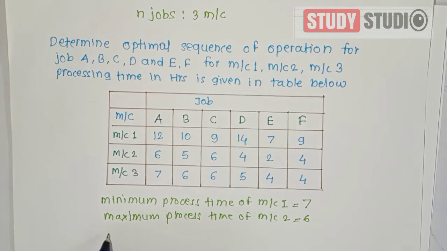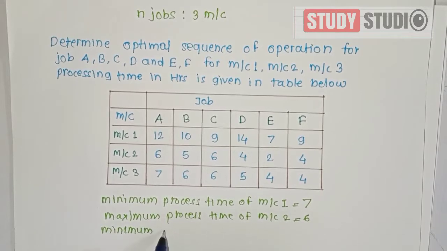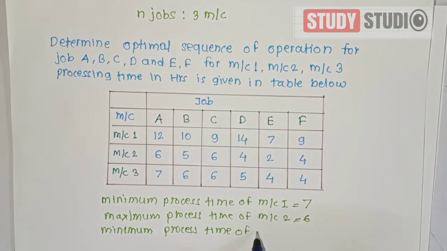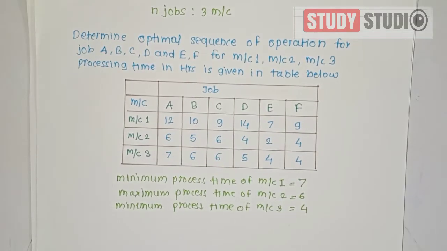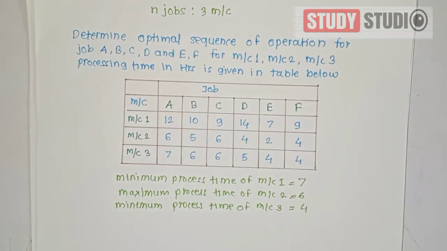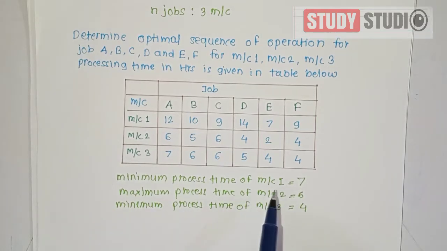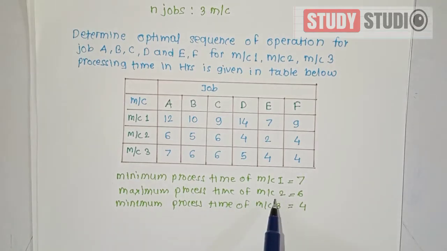Then the minimum process time of machine 3. So the minimum process time of machine 3 is 4 hours. After writing this, we have to check the conditions. So our first condition states that the minimum process time of machine 1 should be greater than or equal to the maximum process time of machine 2.